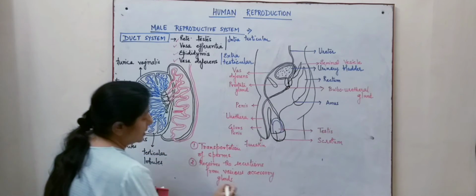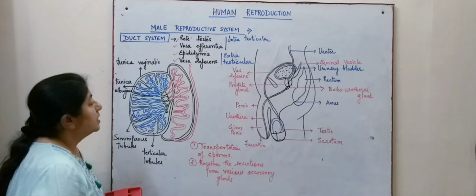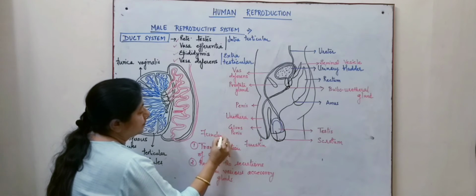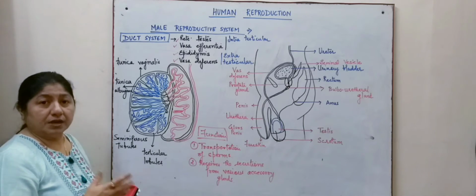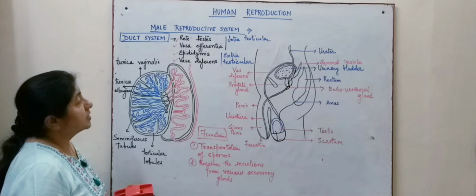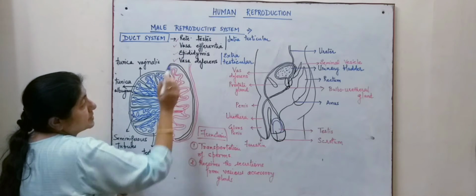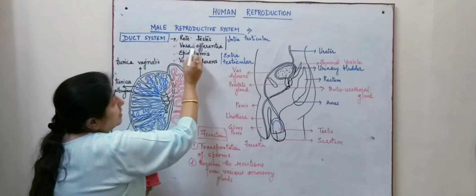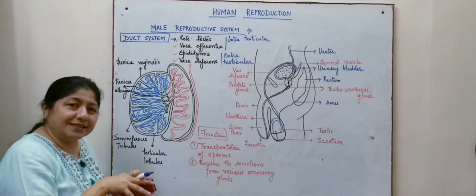We'll study about the accessory glands and their role in the next video. Now, this is the function as we are talking of the duct system. Coming to the duct system over here, as we were discussing, it consists of four major ducts, that is the rete testis, vasa efferentia, epididymis and vas deferens. Out of these four, two are intratesticular. Intratesticular means they are present inside the testis.